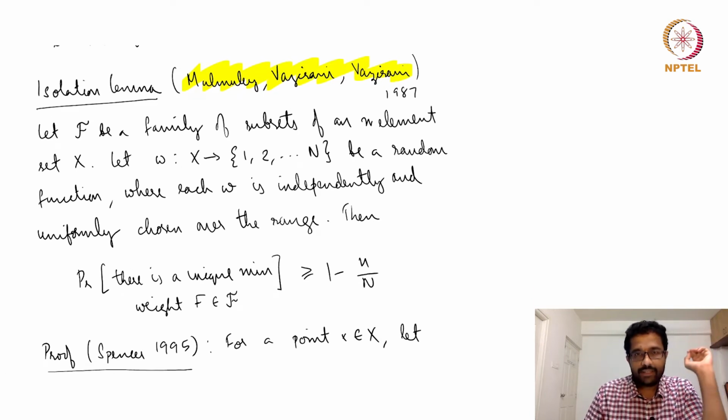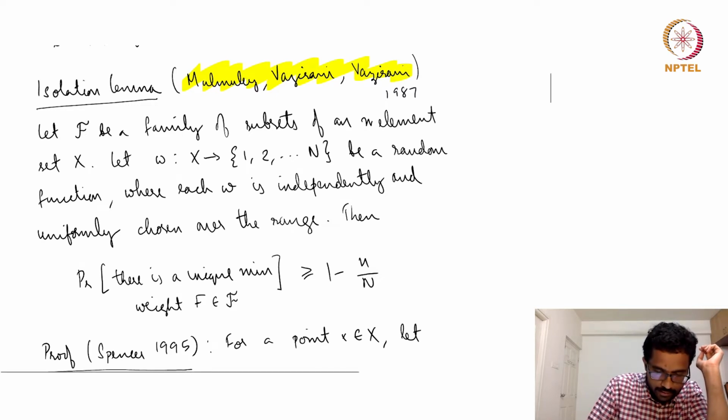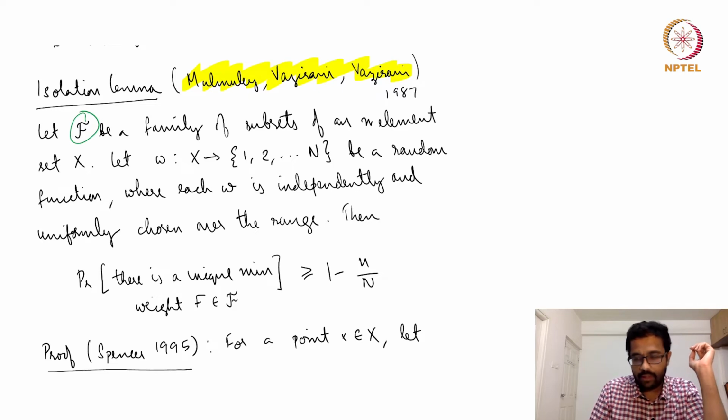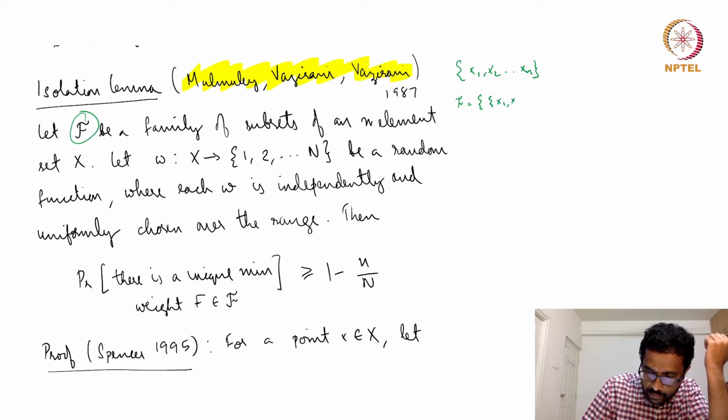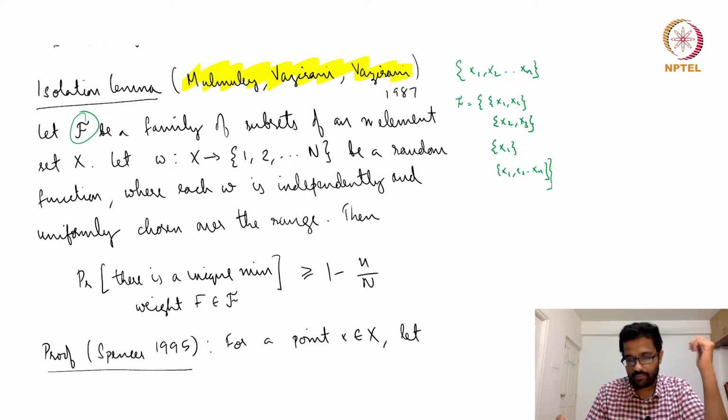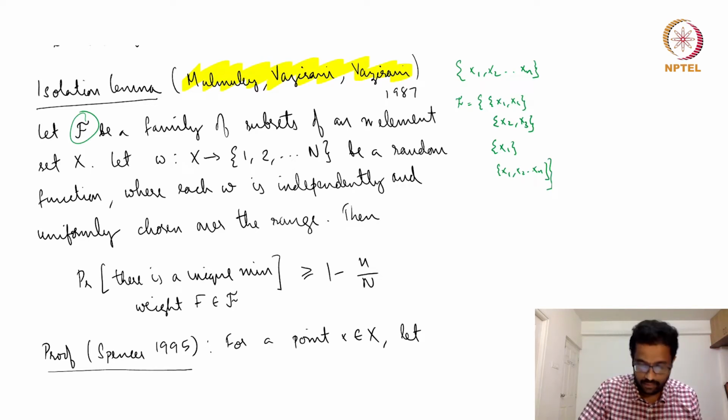Suppose there is an n element set X. Let F be a family of subsets of the n element set X. So let's say this set contains x1, x2, up to xn, and maybe F contains some subsets such as {x1, x2}, maybe {x2, x3} is a subset, maybe just {x1} alone is a subset, maybe all of it, x1, x2 up to xn, is a subset. So this is F. It's a collection of subsets of X. So this is X.